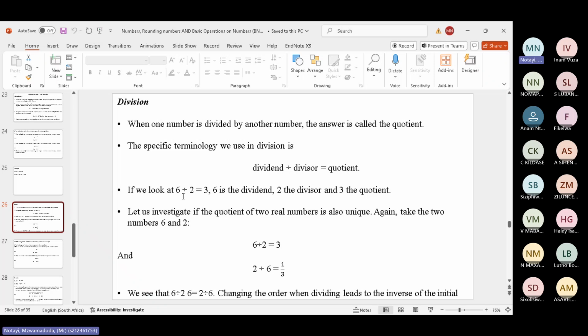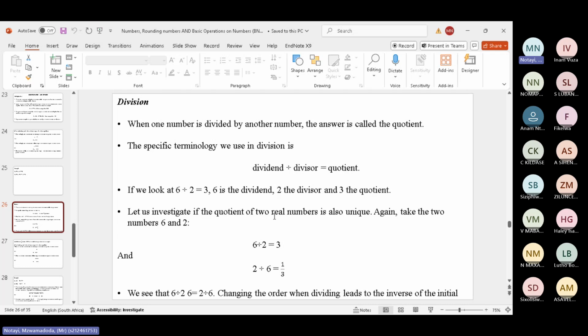So if we look at 6 divided by 2 is equal to 3. 6 is the dividend, that is the number that is being divided, and then 2 is the divisor, which is the number that is dividing, and then 3 is the answer, which is called the quotient.